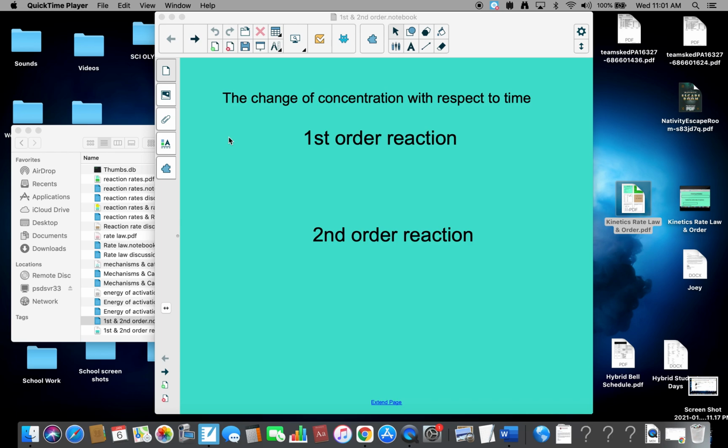In the fascinating world of chemistry, we're looking at change of concentration with respect to time. We're looking in terms of first order and second order. Now, this would have been incredibly easier last year if we had actually had nuclear chemistry, but we didn't get to it. So we'll do the best we can with this.